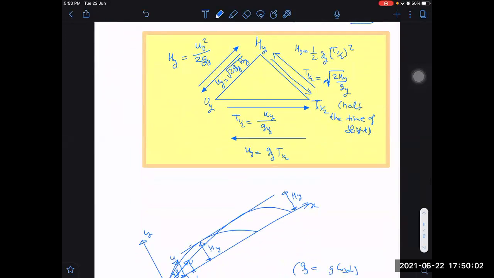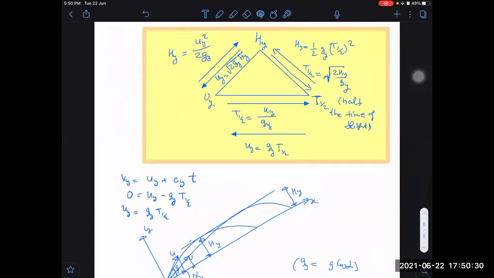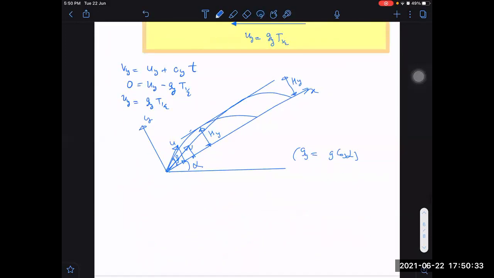Vy is equal to Uy plus Ay into t, which I can write as minus of Gy into t half, and Vy is 0. So what is Uy coming out to be? Uy is equal to Gy into t half. And what will be t half? T half will be Uy upon Gy. This is also obtained here.